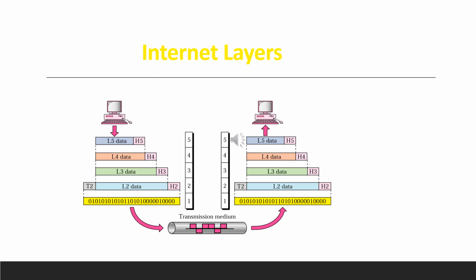receiver, and then at the receiver side this process reverses itself in the opposite direction. It means the physical layer transfers the data to the data link layer, the data link layer to the network layer, network to transport layer, and transport layer to application layer, and the receiver receives the data.